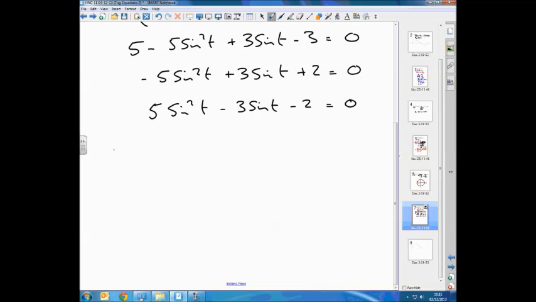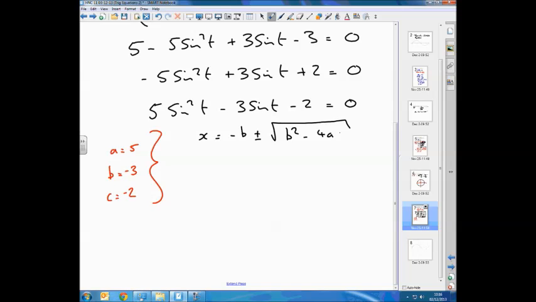So now we have a equals 5, b equals minus 3, c equals minus 2, and we're going to substitute those into the quadratic formula. x equals minus b plus or minus the square root of b squared minus 4ac over 2a. Just being careful of signs when we put them in. So x equals minus b. Well, b is minus 3, so minus 3 gives us plus 3.